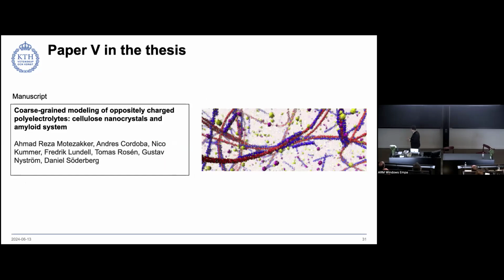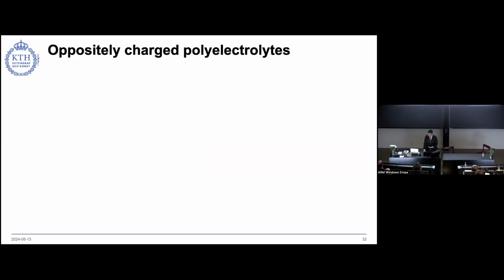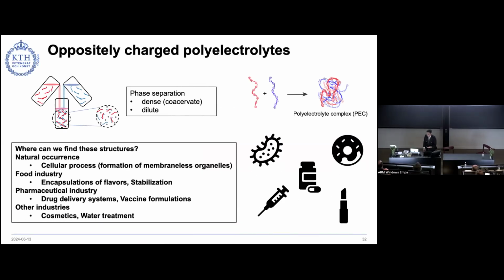So the last paper, which is actually an ongoing work, is the modeling of hybrid networks. When we have different polyelectrolytes and we mix them, we get hybrid networks. In this case, I focus on cellulose nanocrystals and amyloids. So what happens when we have oppositely charged polyelectrolytes? We mix them. And of course, since we have different charges, we have attraction.